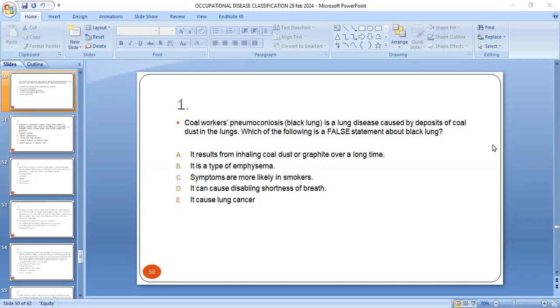First option: it results from inhaling coal dust or graphite over a long period of time. Or it is a type of emphysema. Its symptoms are most likely in smokers. It can cause disabling shortness of breath, or it can cause lung cancer. A. No, it is like an emphysema.